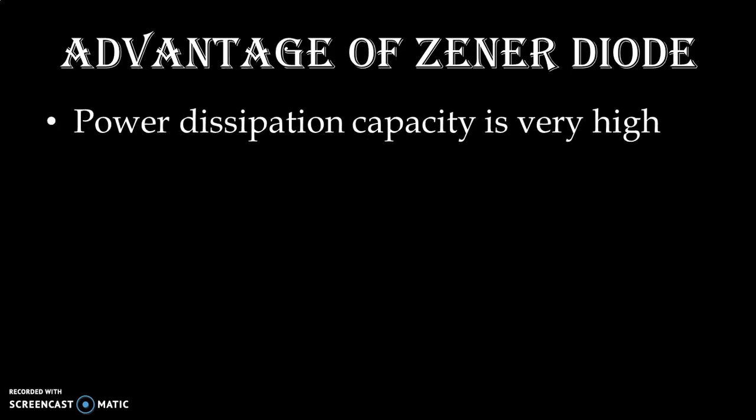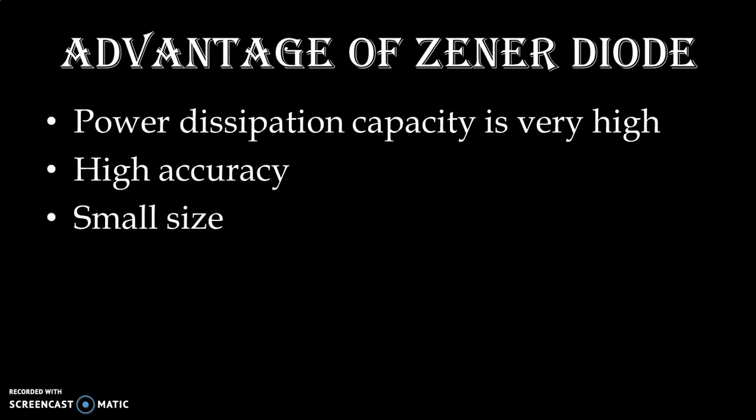Advantages of using Zener diode. Power dissipation capacity is very high. High accuracy, small size, low cost.